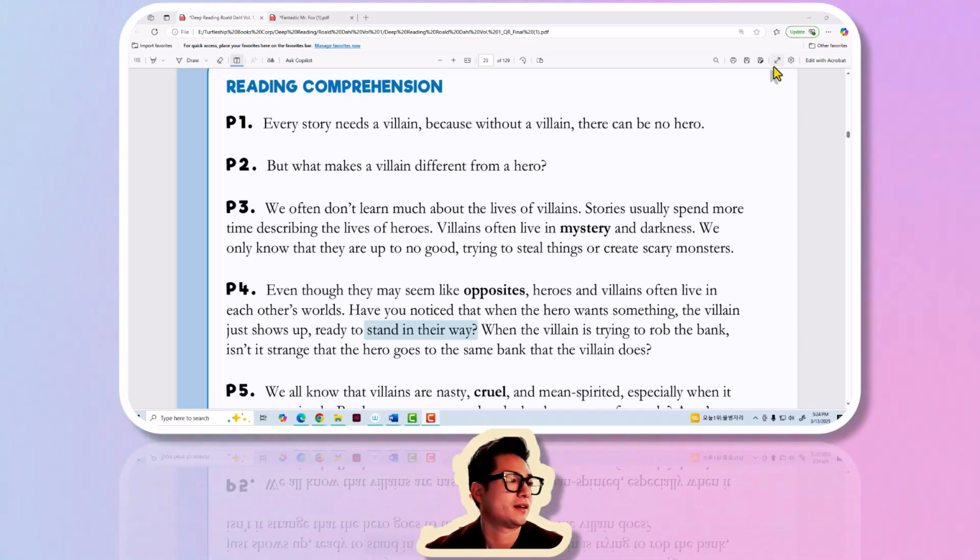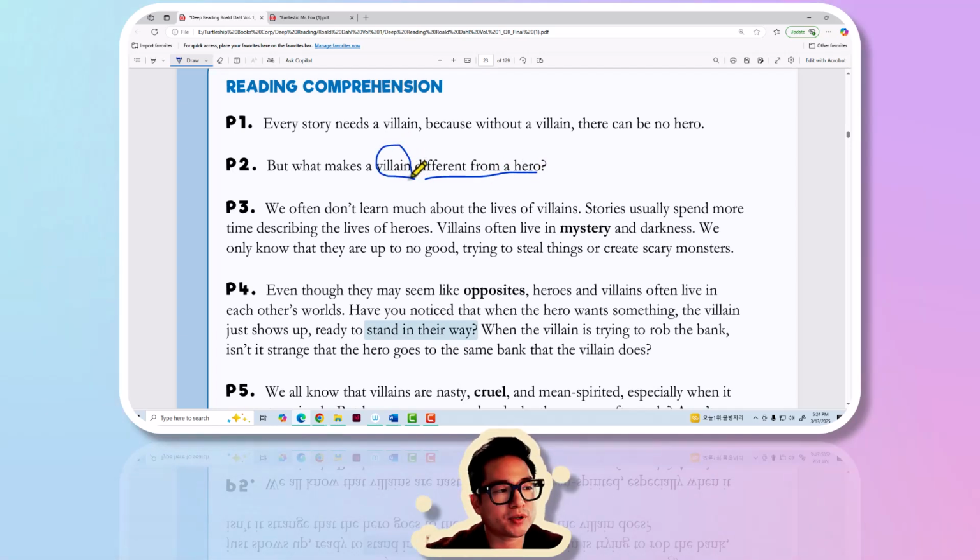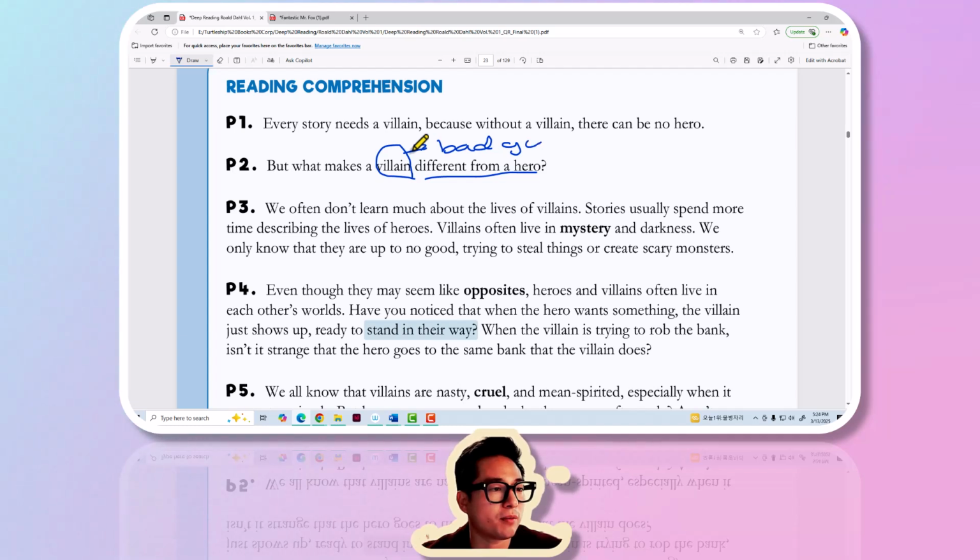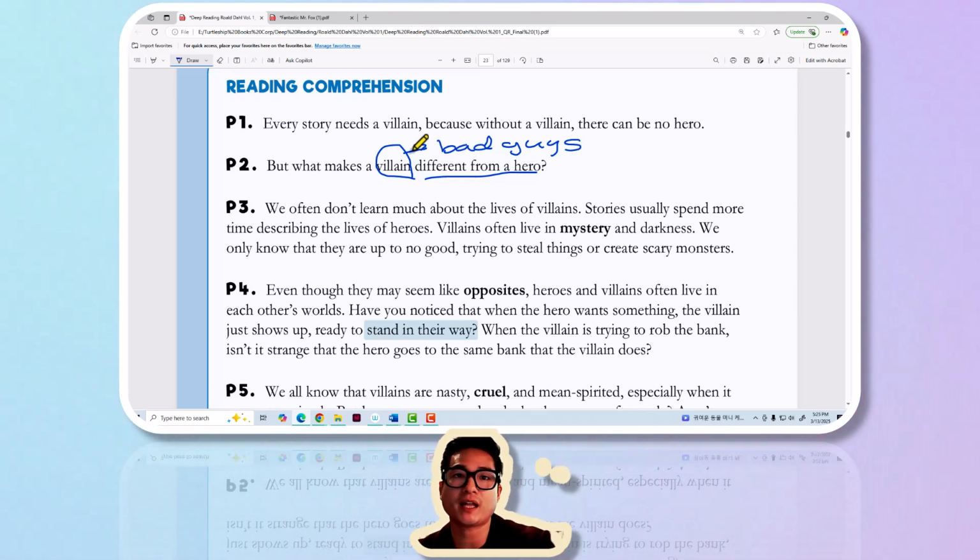Let's go. Every story needs a villain, because without a villain, there can be no hero. But what makes a villain different from a hero? Okay, so let's remember that villains are bad guys, okay? So if you didn't watch our last lesson about villains, you can go back to that video and find out more, but we already talked about how villains are bad guys, and they are the opposites of heroes, okay? Like white is the opposite of black, up is the opposite of down, and so on.